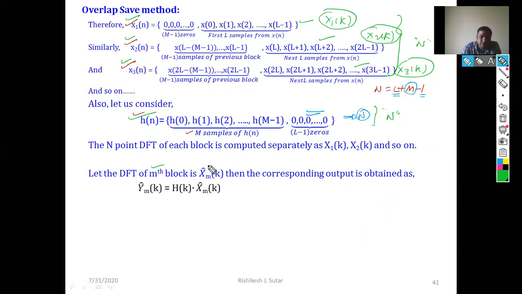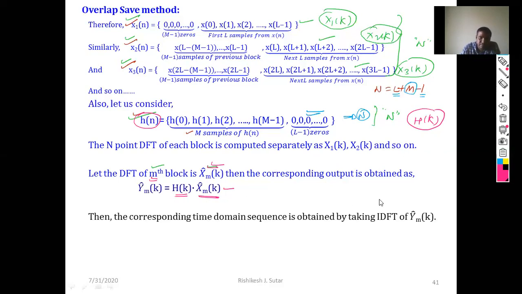So if this is my input, let me use another pen. If this is my input, so x1 of k, and if this is my impulse response, h of n, then its DFT can be written as h of k. Okay, so this is the DFT of the mth block, and this is the DFT of my impulse response. If I multiply them, I will get the corresponding DFT of the output for that block. Okay, so like this, I have to carry out the DFT of each block separately.